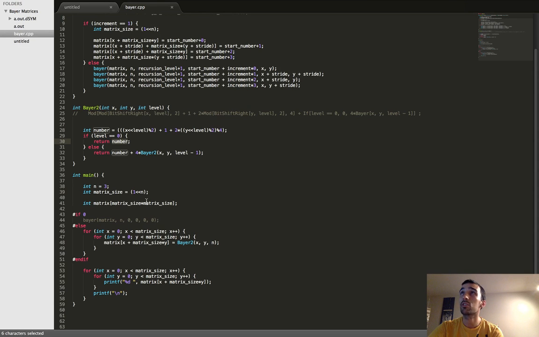One is extra recursive. So the only way that this mod 2 will return something other than 0 is if level is 0, which I guess makes sense. So this will be 0 unless you are at the highest level of recursion. So you add 1 to that. And then you take the y coordinate, do the same thing.